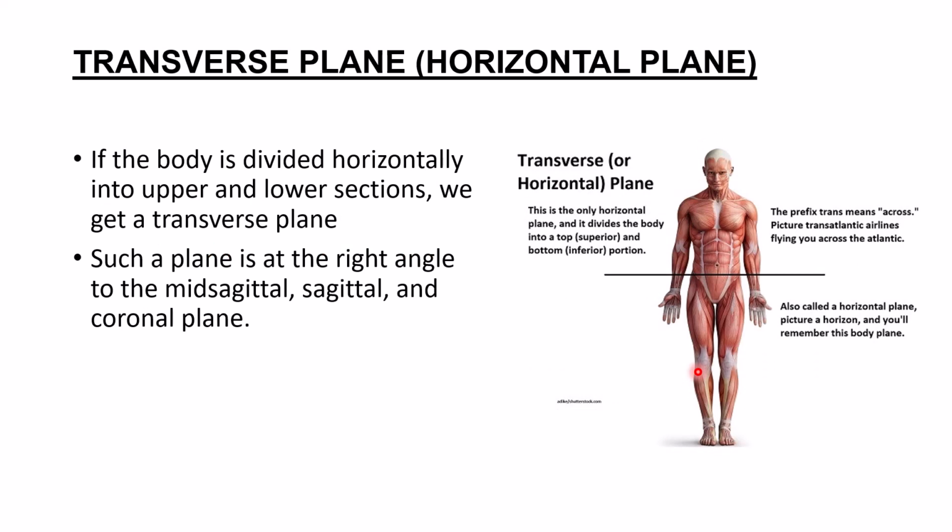The third one or the last plane is the transverse plane. This is transverse plane. If the body is divided horizontally into upper and lower sections, we get a transverse plane. Such a plane is at right angle to the mid-sagittal plane or the sagittal and the coronal plane. This one is the horizontal plane and the previous two planes were vertical planes.